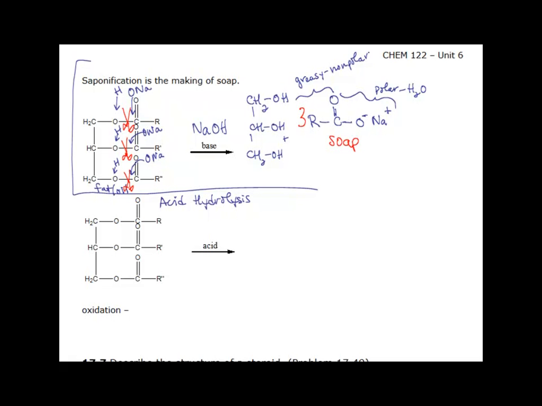The other reaction that's very similar to saponification is acid hydrolysis. Instead of using base, you use acid, and you add HOH across that ester bond. So again, you get out your scissors.